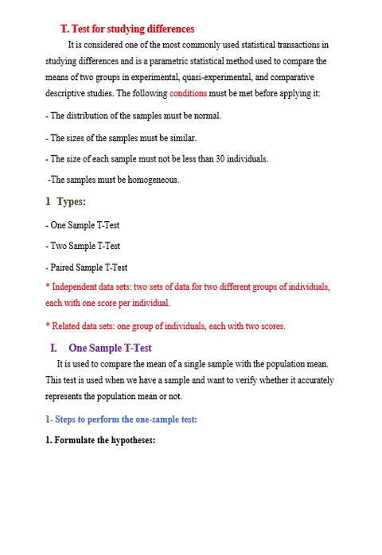Types: 1 sample t-test, 2 sample t-test, paired sample t-test. Independent datasets: 2 sets of data for 2 different groups of individuals, each with 1 score per individual. Related datasets: 1 group of individuals, each with 2 scores.